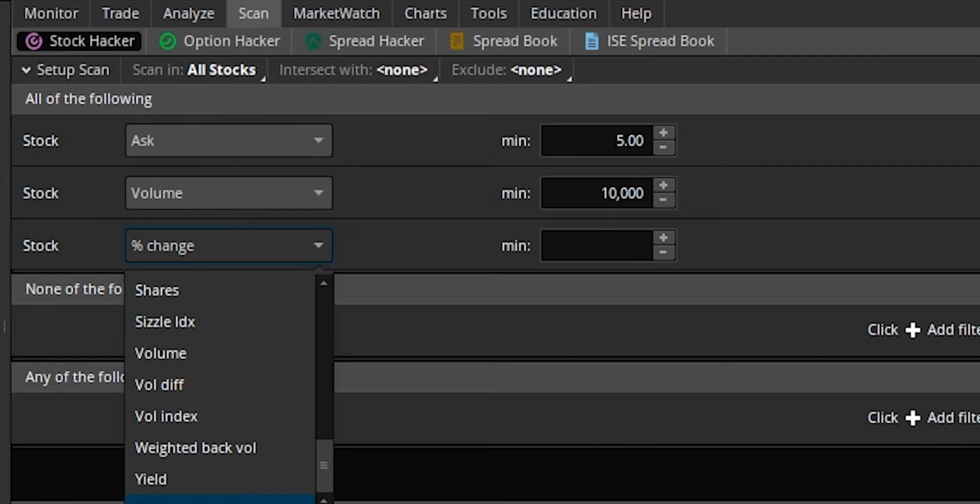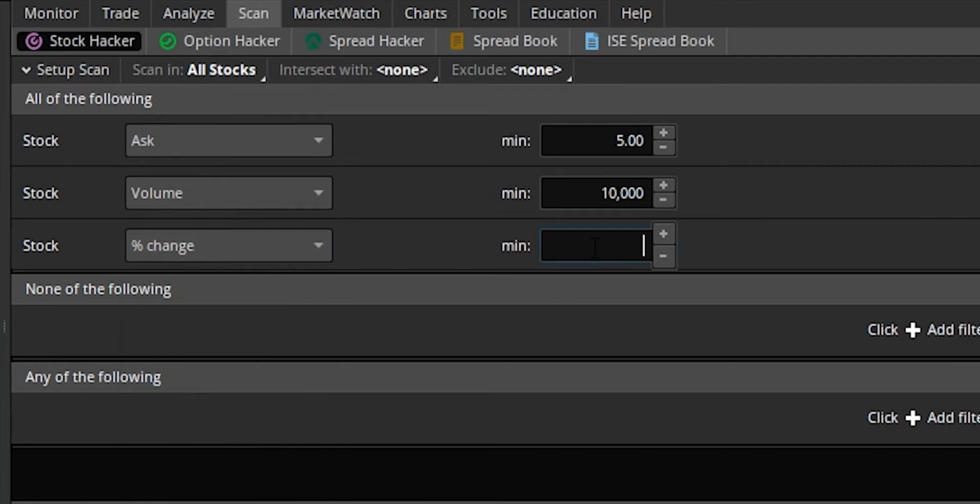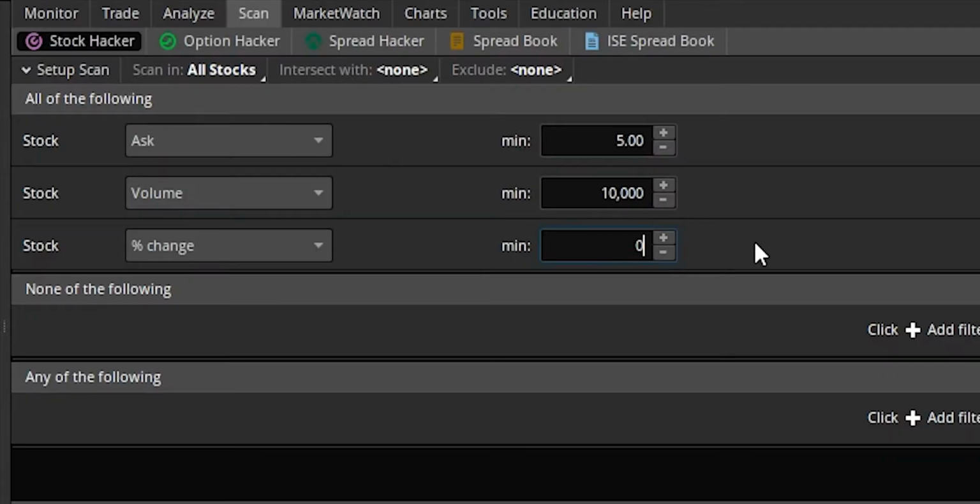After that, you'll want to try out percentage change. This will show you all the stocks that are moving quite a bit. This is very important because you want to see stocks that are moving, not sitting still. So go ahead and set the minimum to 0%. Finally, go ahead and hit scan. Now you get to see all the stocks that meet your requirements.